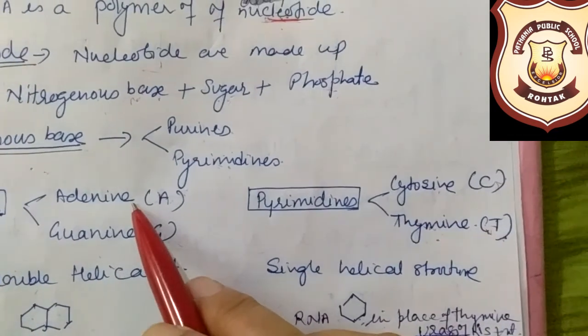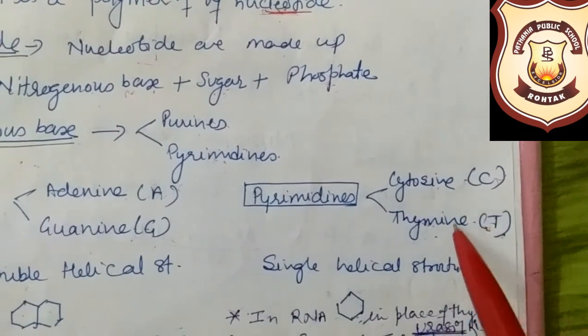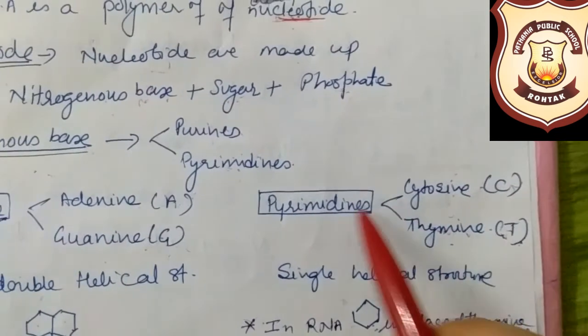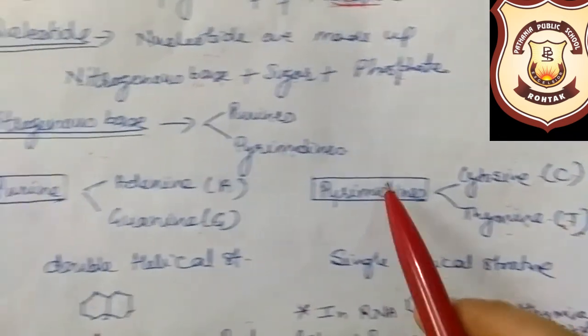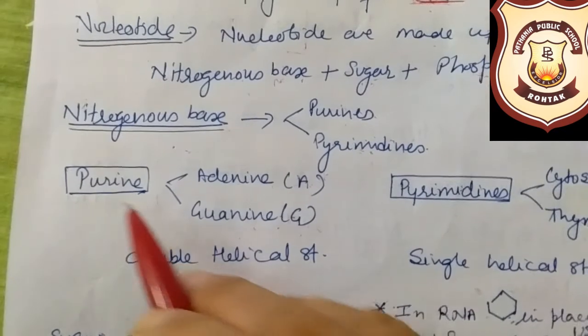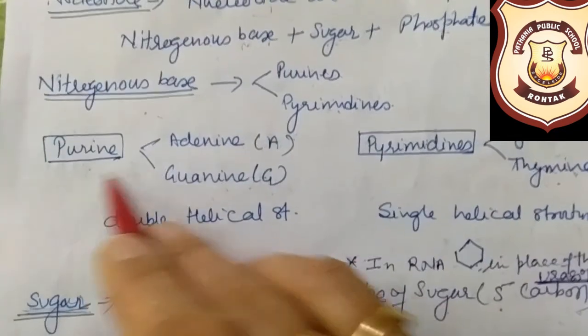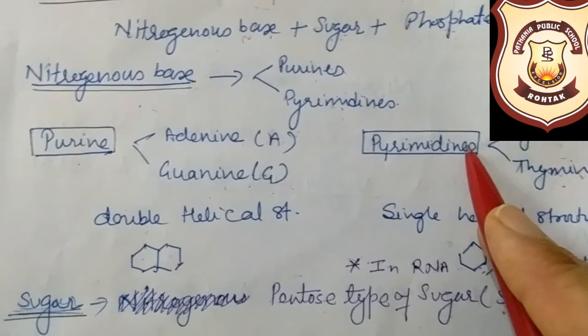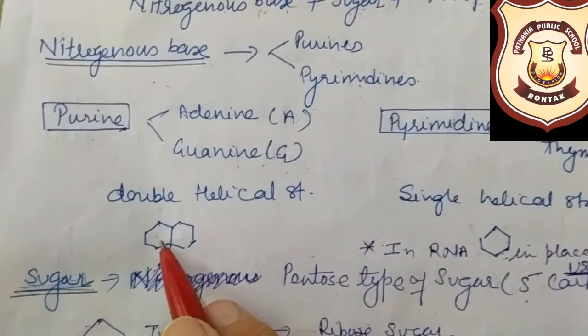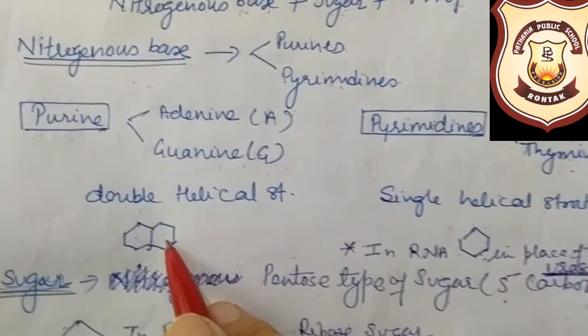Cytosine and thymine come under the category of pyrimidines. Adenine and guanine come under the category of purines. Now, how can we differentiate the purines and pyrimidines? Purines have a double ring structure and pyrimidines have a single ring structure. This diagram is for this.